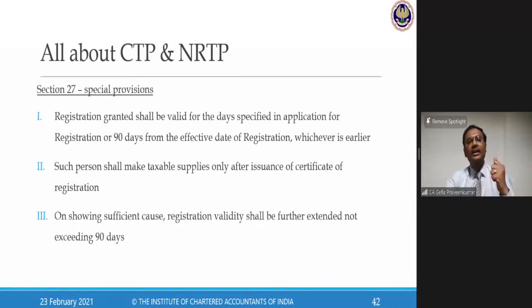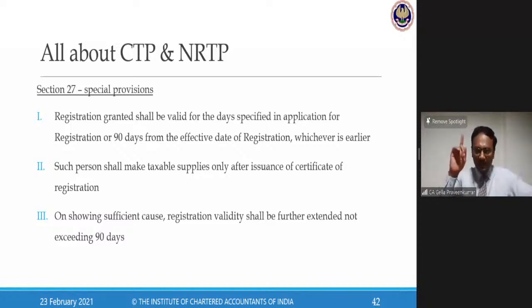Now, for CTP and NRTP, the lawmaker said, look, 5 days prior to your business commencement, please come and obtain a registration. When you're doing a registration for a CTP, the law says you specify in your application whether you want to do business for 30 days, 40 days, how many days? If you say 30 days, I'll give you a registration for 30 days. If you declare 120 days, the CTP says maximum I'll give you 90 days.